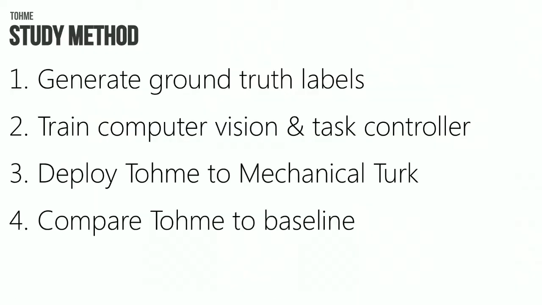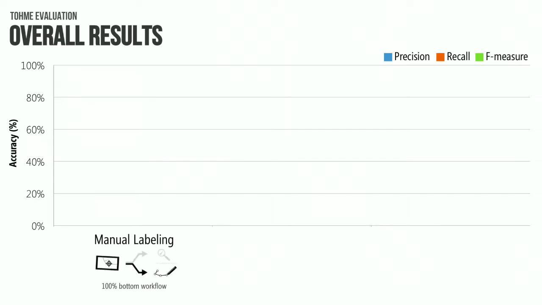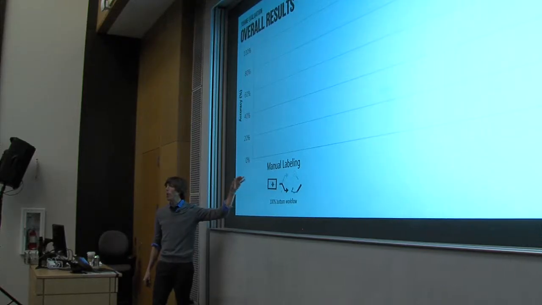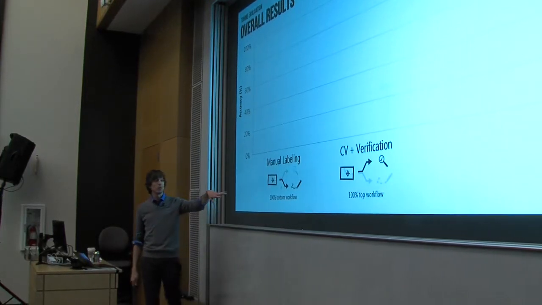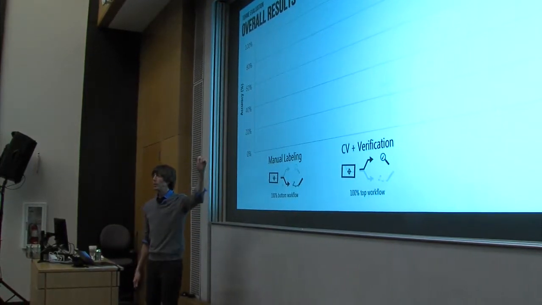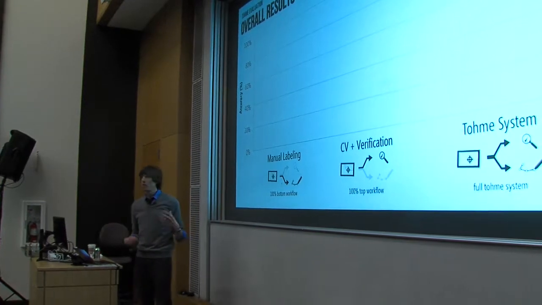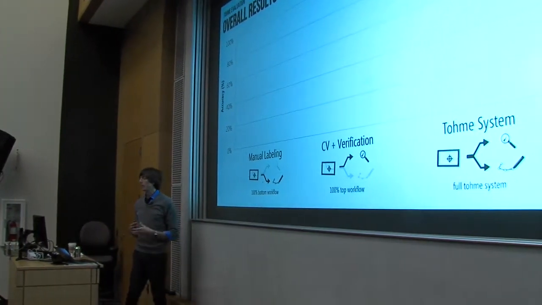So the study method was also similar to before. We used 2-fold cross-validation for training the computer vision algorithm and the task controller. We deployed Tohme to Mechanical Turk, and we compared Tohme to 2 baseline conditions. So the first baseline condition is manual labeling only, so all work is routed to the bottom workflow. The second is computer vision plus verification, so all work is routed to computer vision plus verification. And then finally, we have the Tohme system with that smart task allocator.